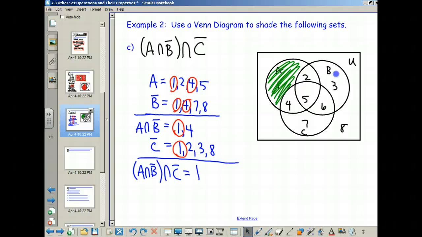Any questions on the shading one? So once we get down to whatever we get down to, that's what we shade. Right. That's right.